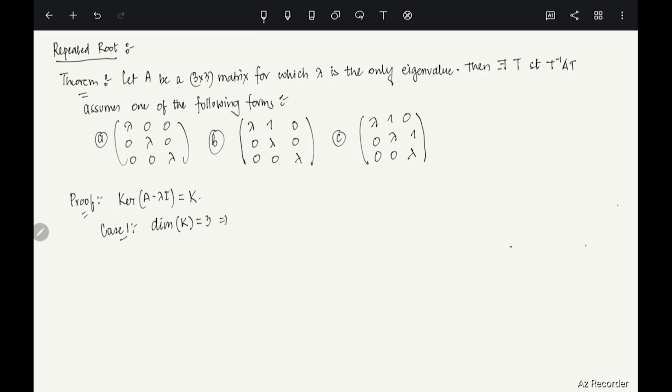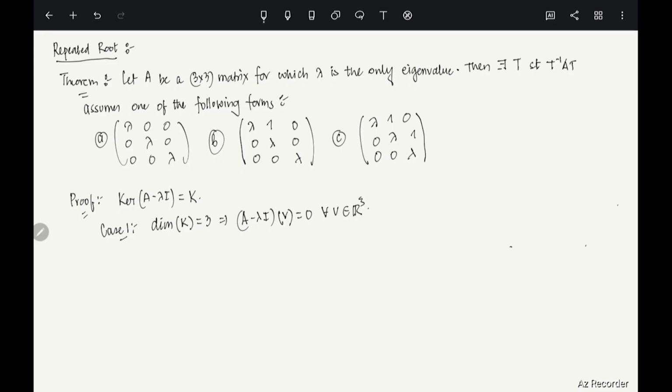So what does it mean? It means A minus lambda I, okay? See, A minus lambda I is from R3 to R3, right? As a linear operator, it is from R3 to R3. So this acting on V is going to be 0 for all V in R3, right? You take any vector, doesn't really matter what. Since the kernel dimension is 3, K is the whole of R3. So essentially for any V in R3, you have A minus lambda I times V equals 0.